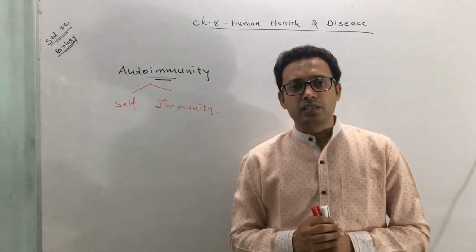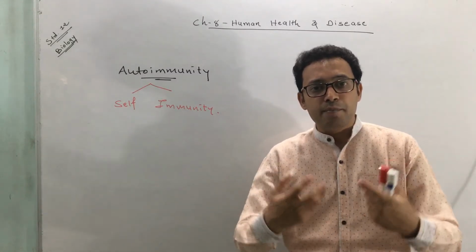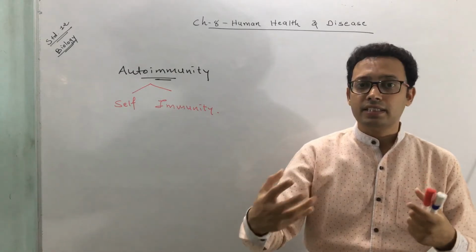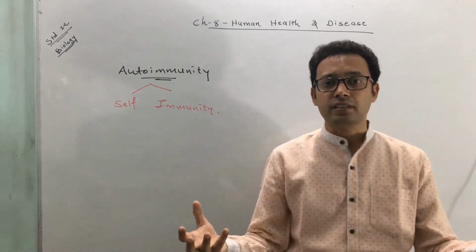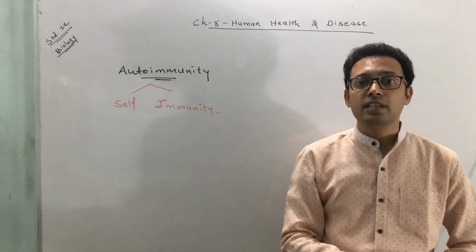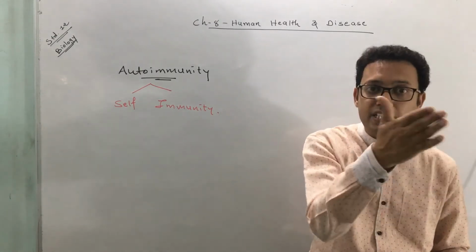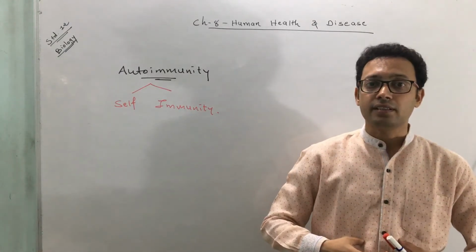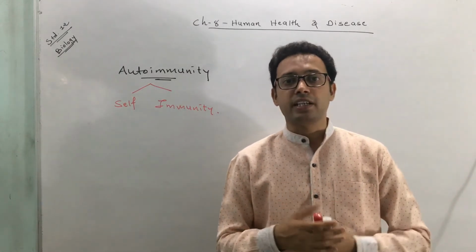Now what happens in normal circumstances? In normal circumstances, the immune cells are able to identify self and foreign, and they show a difference between self and foreign, and they attack the foreign or the antigen. They attack or kill the antigen, the foreign material. They do not destroy the self cell, and thus it protects you.